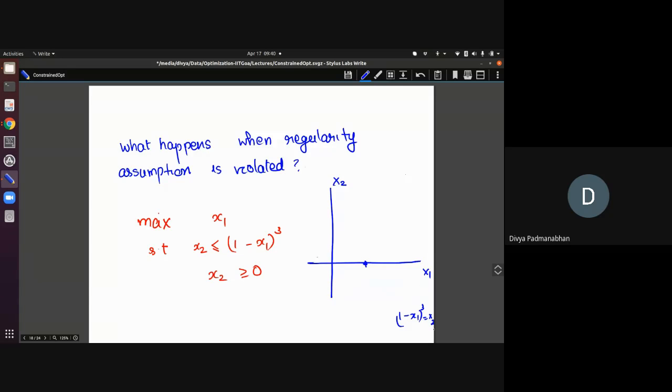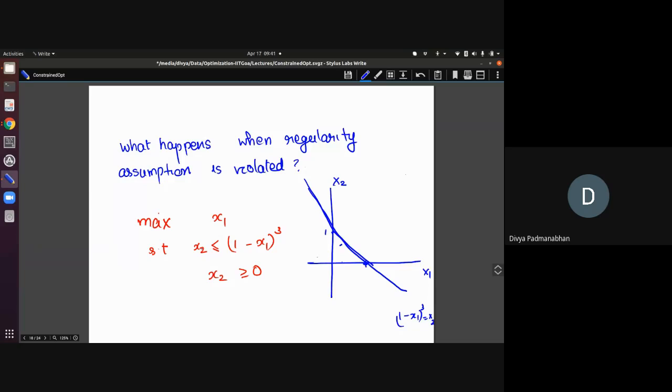Now, when x1 is 0, what you're going to get is x2 is 1. And for points in between, something like x1 is half, you're going to get something like 1/8. So maybe something here. So the curve is going to look something of this form. It's a nonlinear curve. So this is the curve 1 minus x1 cube is equal to x2.